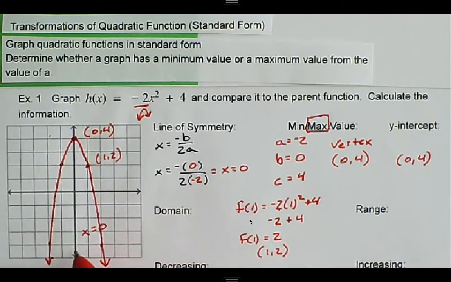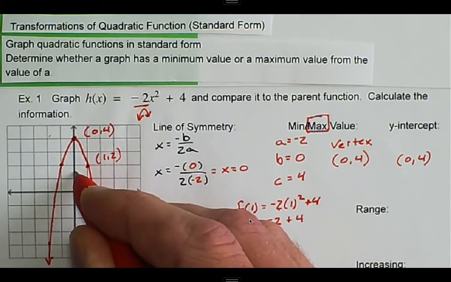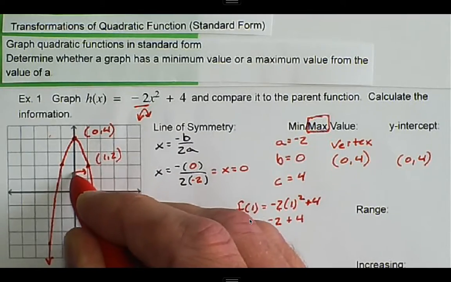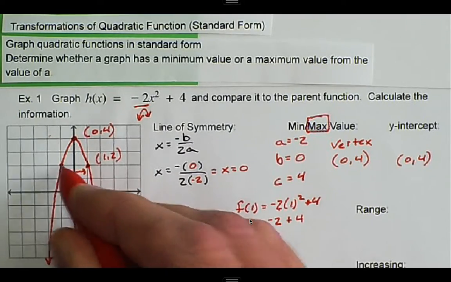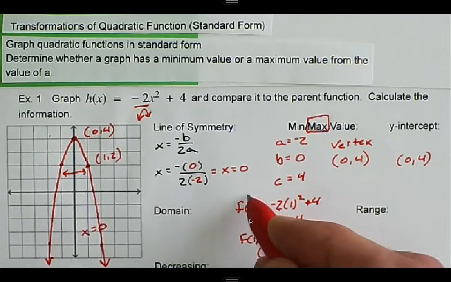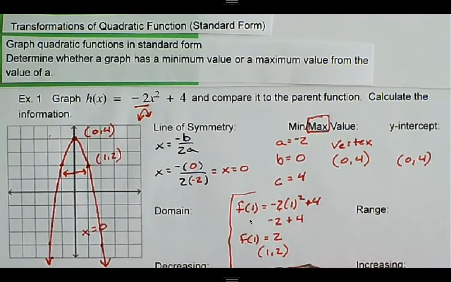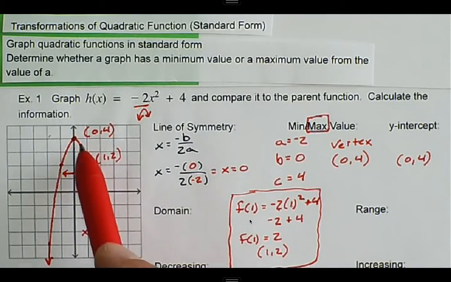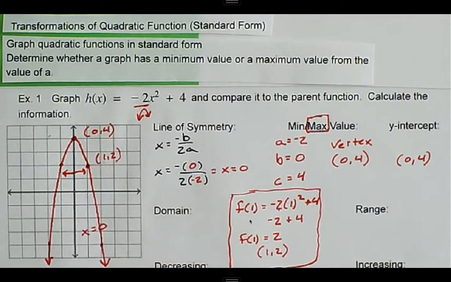Because of the line of symmetry, both sides are congruent. If I know that I have to go over 1 to get to this point, I also have to go over 1 to get to that point. And so that's how we can get 3 easy points. We have the vertex, and then we plugged one number in, which was the value 1, to get those 2 points, and then we can draw a pretty good graph.